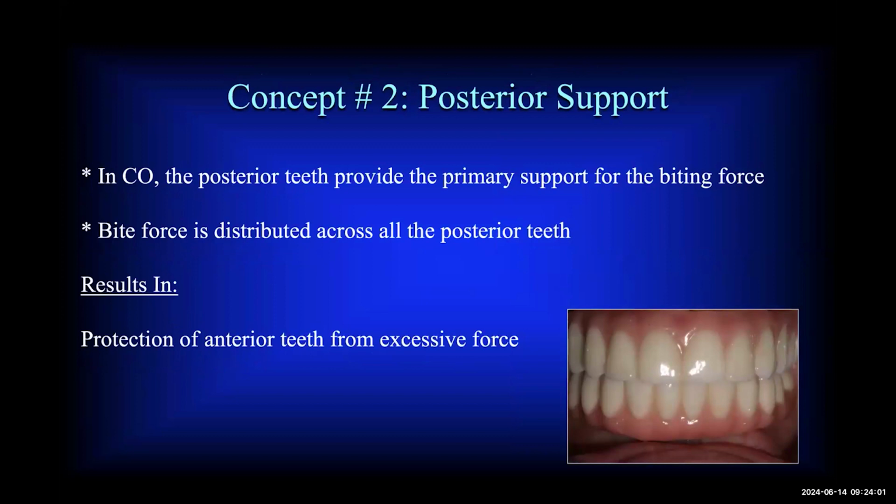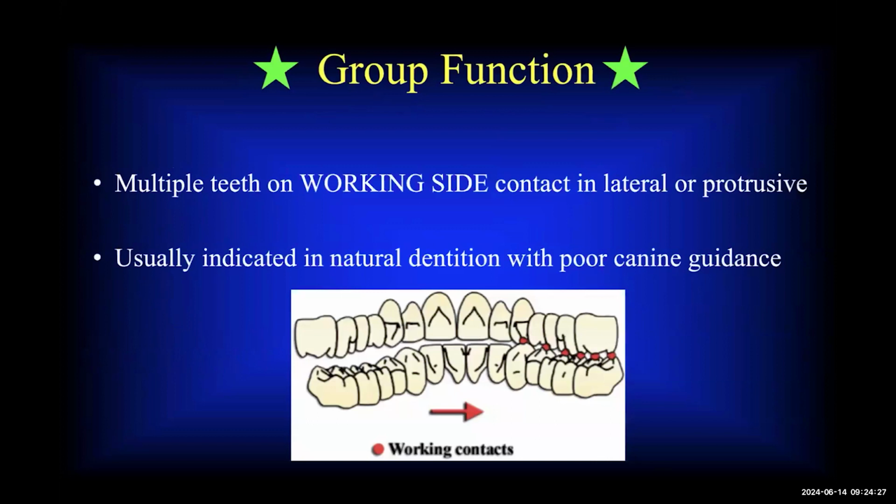If we look at posterior support, what do I mean by that? Well, in centric, the posterior teeth basically take most of the force. And because they take most of the force, a lot of the force can be taken off of the anterior teeth. So the posterior teeth protect the anterior teeth from excessive lateral forces or shear forces. So in summary, basically mutually protected is the anterior teeth protect the posterior, and the posterior protect the anterior.